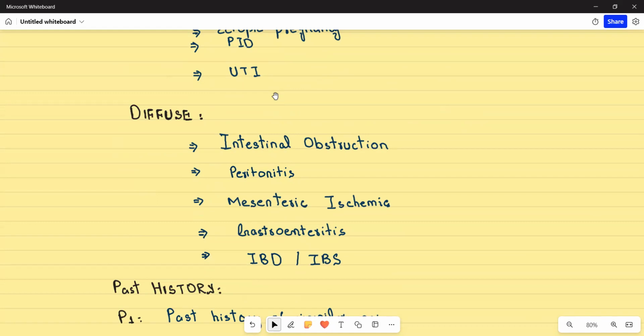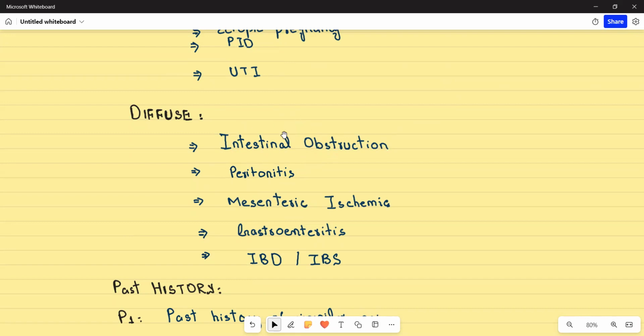Okay, and then we have some diffuse causes of abdominal pain. So these conditions involve the whole abdomen diffusely. So intestinal obstruction can present with diffuse abdominal pain along with absolute constipation. So the patient is not passing any wind. The pain is also very severe in this condition. Patient may be vomiting as well. So the patient is not able to pass anything from down below, so they can start vomiting.